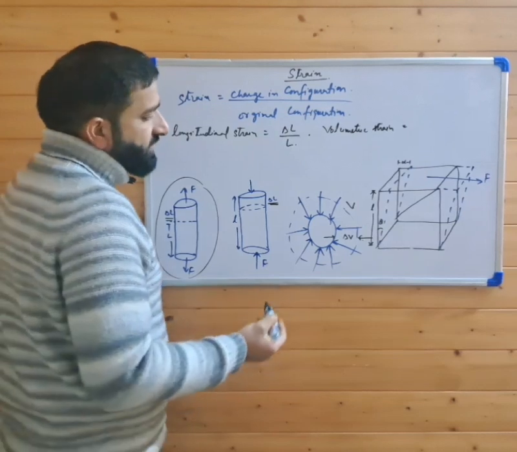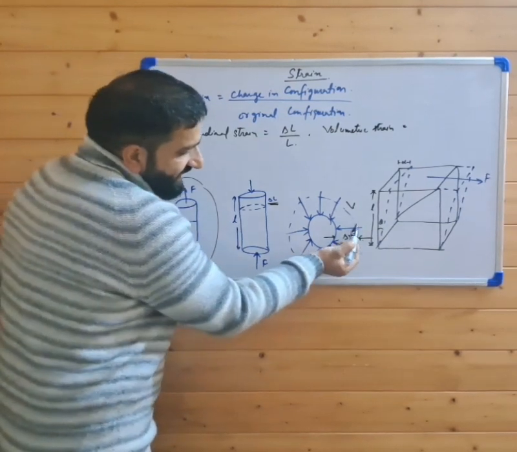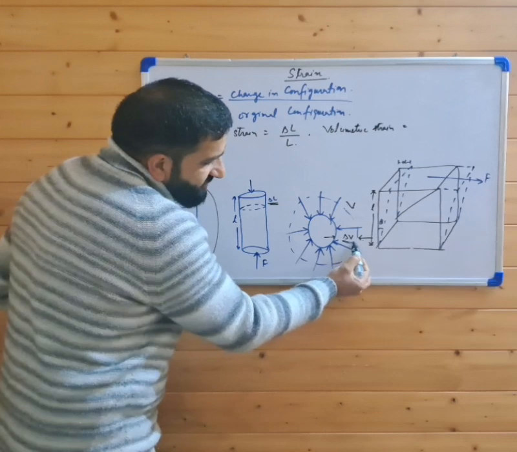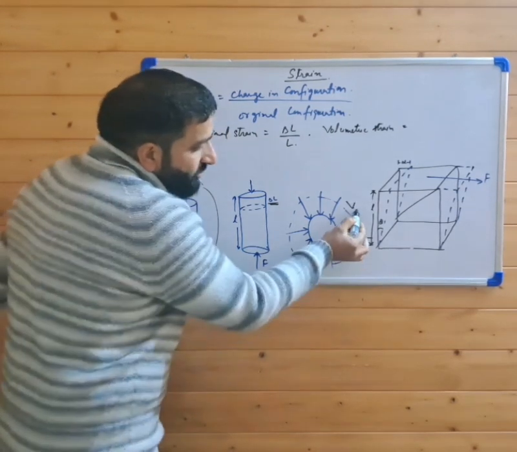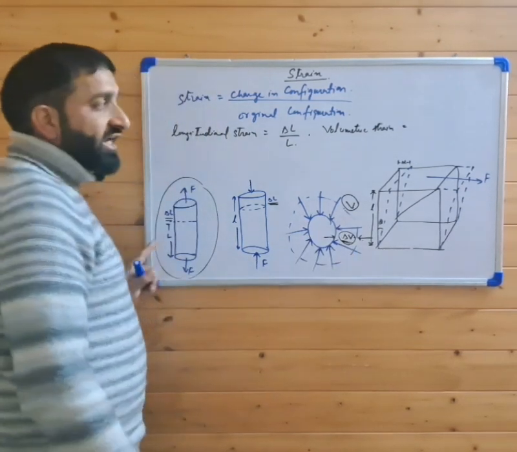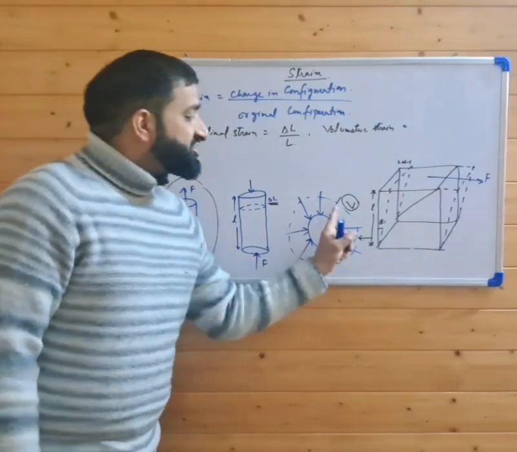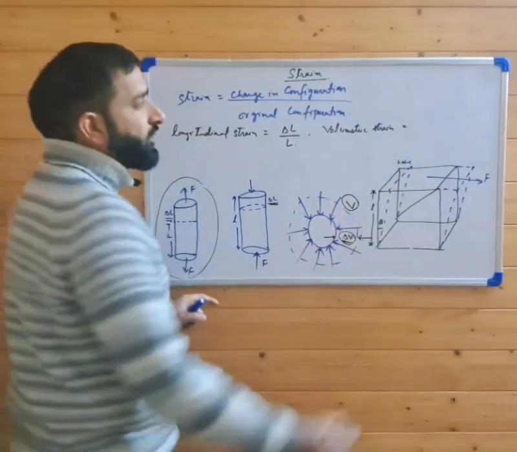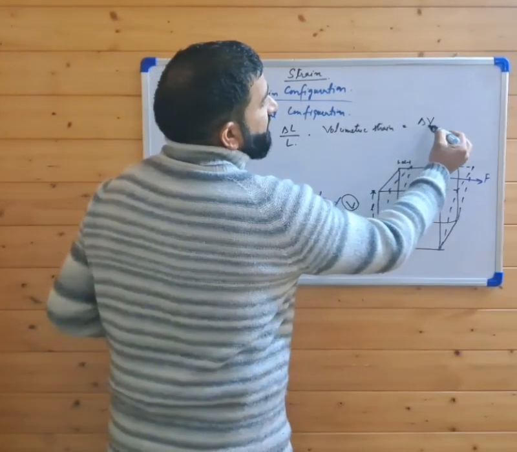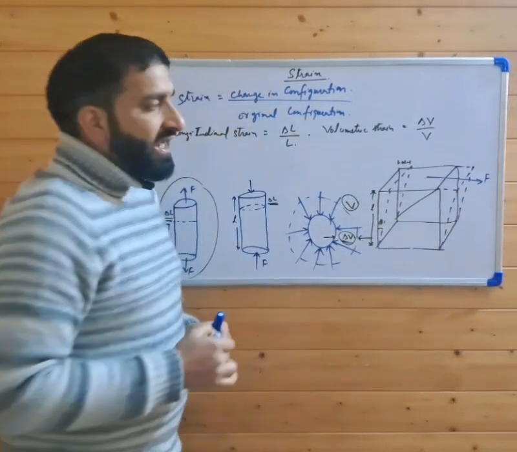When a normal deforming force is applied on a solid, there is change in volume, and that change in volume is equal to delta V, and the original volume is equal to V. So the volumetric strain is change in volume to the original volume, that we can say is delta V divided by V.